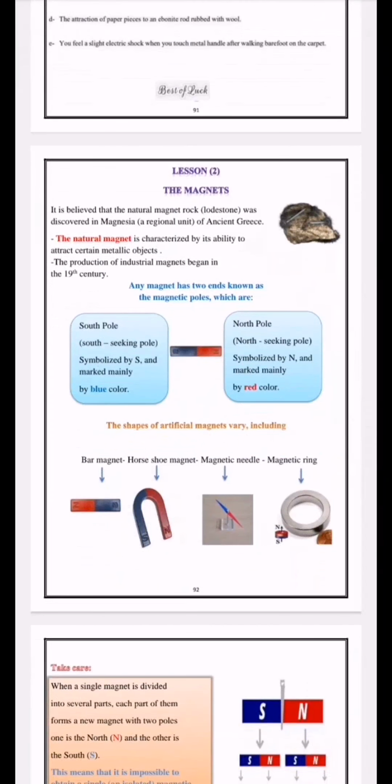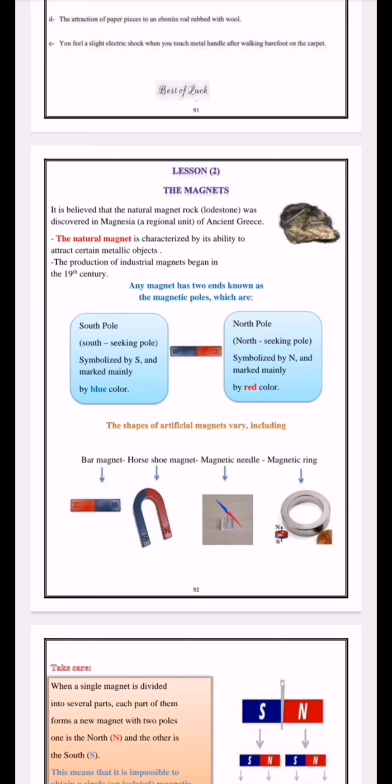Do you know what is the idea of making a magnet? The idea to make a magnet comes from what? It comes from a natural stone called lodestone. This is a stone discovered in Magnesia in Greece, okay? Some people observed that this stone attracts certain materials, okay? Then they discovered the structure of this rock or stone and made a magnet like it, okay?